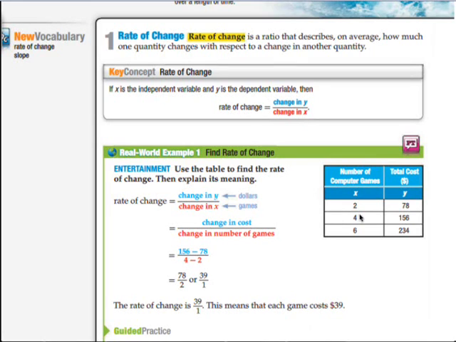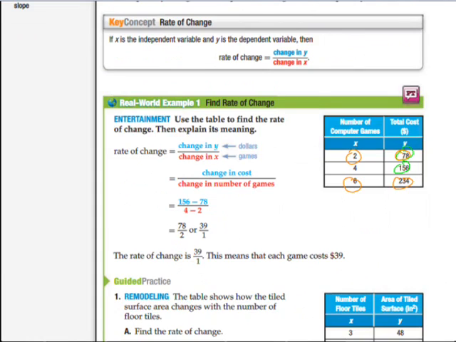So example here is that we have number of computer games and a total cost, and so what we can figure out is that each game costs $39. That's going to seem relatively simple to you guys. We just do the difference between two of the y's, and it doesn't matter which two. It could be this one and this one. It could be this one and this one. It doesn't matter which two as long as we stay consistent. If we do 234 and 78, we need to do 6 and 2.